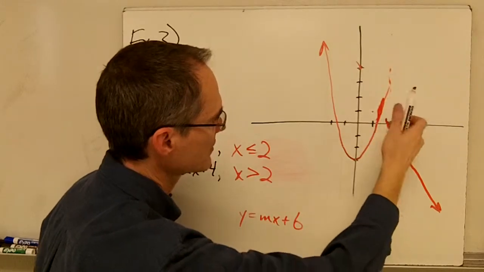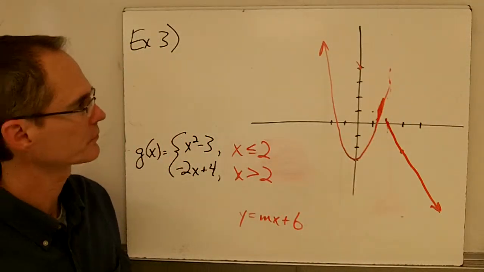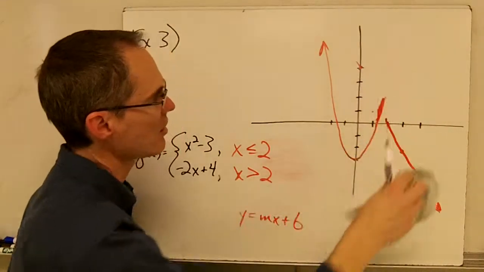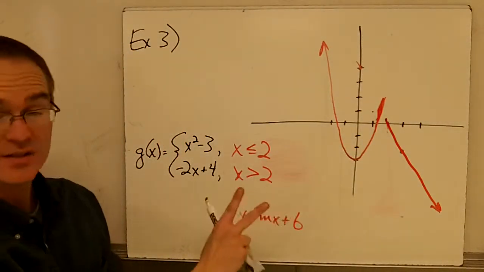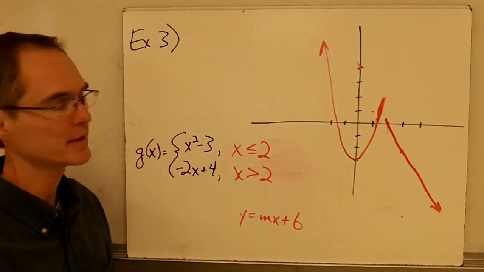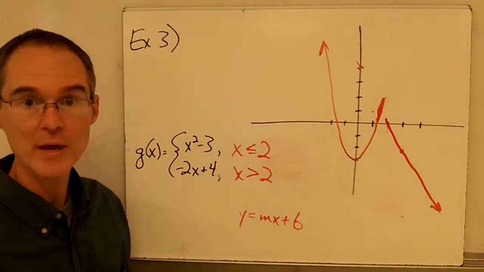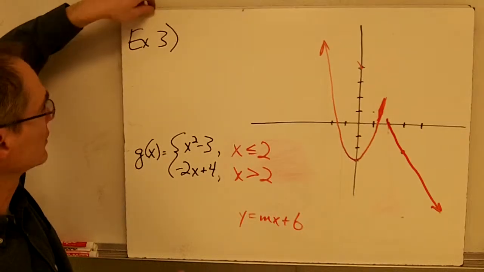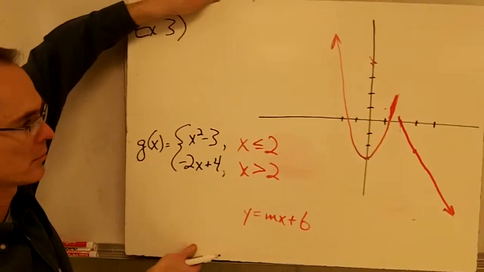And in fact, I've got kind of this big gap in between the two. We're going to talk about that gap in just a moment, but for now, we're going to leave our graph just like this, and this is the graph of our piecewise function. All right, now, there's actually one more thing that we have to do before we're finished graphing, but we're going to come back to that in just a minute. First, let's take a look at example number 4.